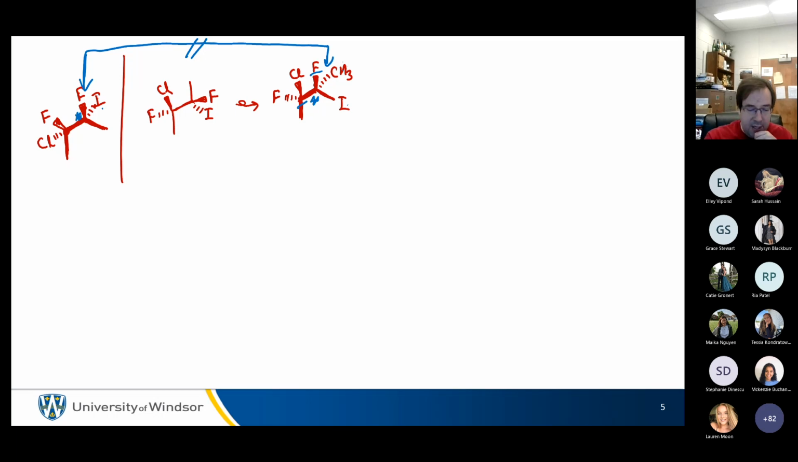And we have the same thing happening on this stereocenter. These are also not the same. It's been flipped. So the molecule has two stereocenters. I have flipped both stereocenters. What are these molecules?